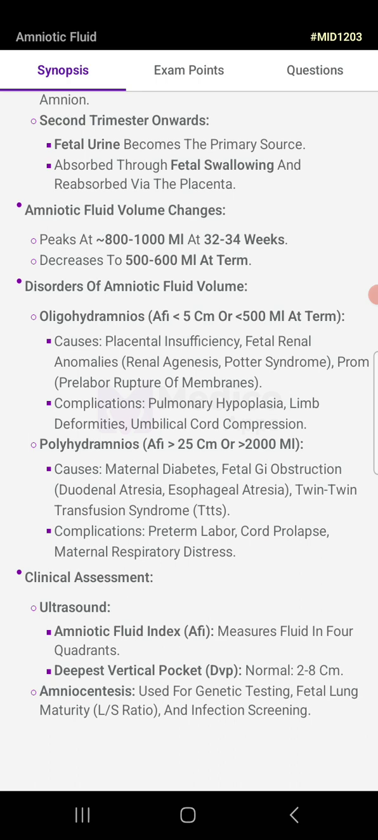Ultrasound. Amniotic fluid index measures the fluid in the 4 quadrants. Deepest vertical pocket, normal 2 to 8 cm. Amniocentesis is used for genetic testing, fetal lung maturity and infection screening.